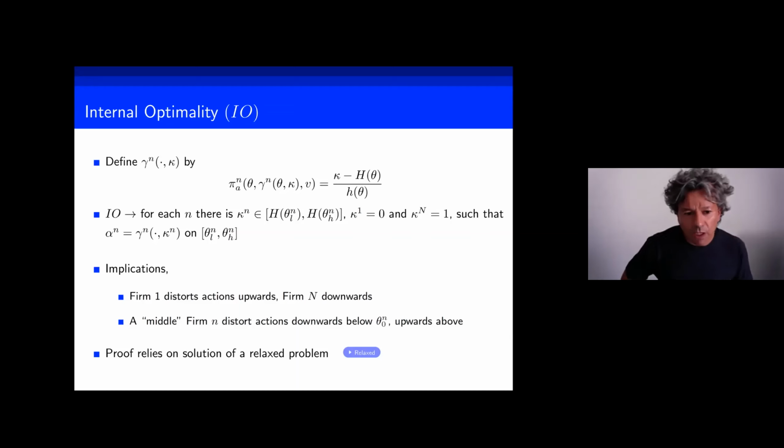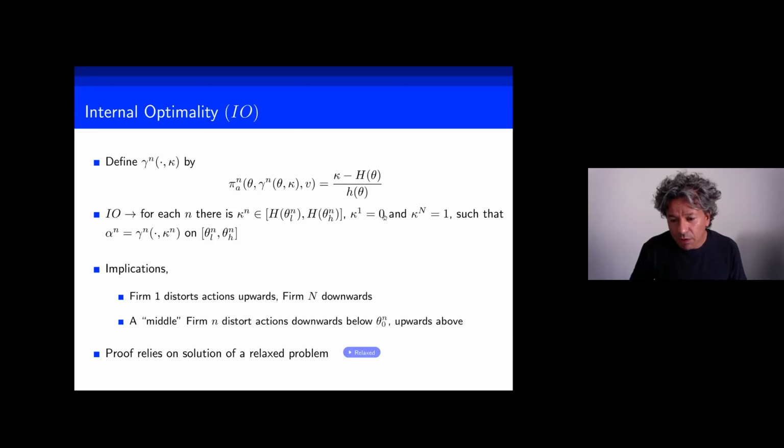I will tell you a couple of implications of this. The first one is that if we think about firm N, kappa is 1. That means this side here is positive, so pi sub A is positive for every type that we plug in. So firm N will distort the action downwards, away from efficiency. At efficiency, you have pi sub A equal to 0.